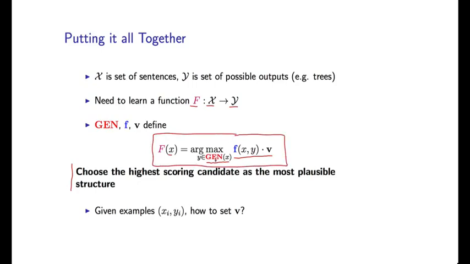So this critically is how our function from inputs to outputs is defined. And you can see it depends on all three components, on GEN, on f, and v. Now, as I said before, GEN and f will in general be fixed. They'll be chosen before we see the training examples. A critical question we'll address is that given training examples (xi, yi) for i equals 1 to n, so given examples of the x-y mapping, how do we set these parameters v? And this is something we'll come to shortly.